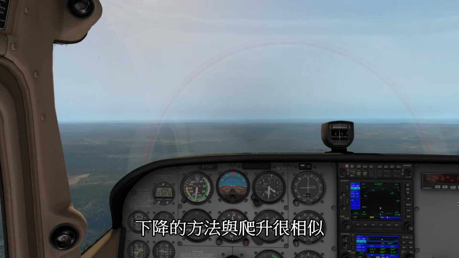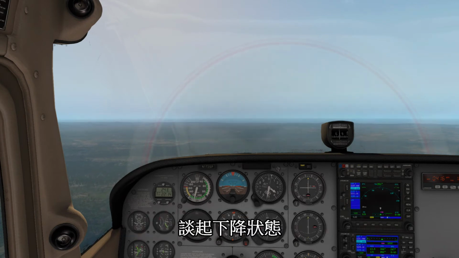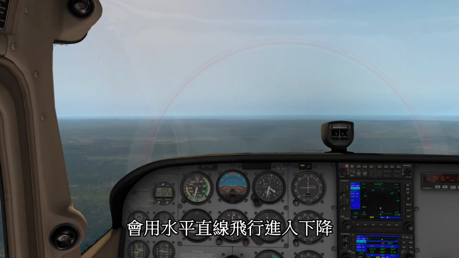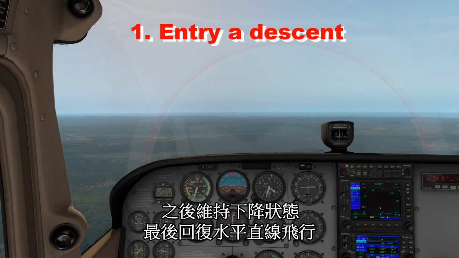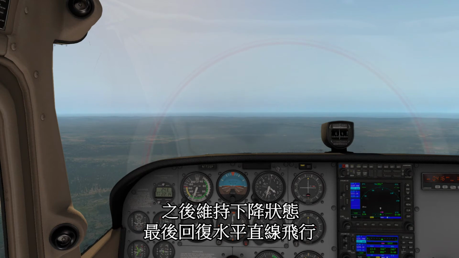The technique and method of descending is quite similar to climbing. We are also using PAT and ALAP in different stages of descending. Talking about the stages, we start from straight and level to enter a descent, then maintain the descent, and finally recover to straight and level.